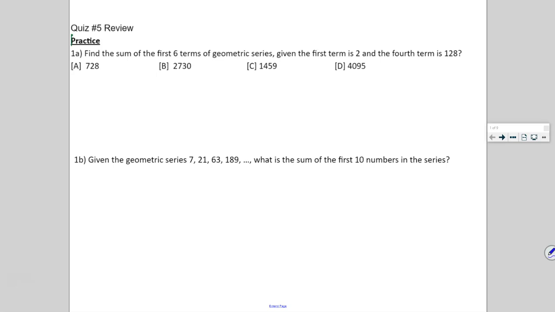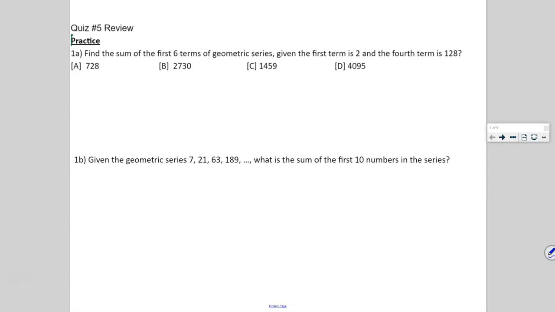All right, everyone. This is a quiz 5 review practice. Question 1A. Find the sum of the first 6 terms of a geometric series, given the first term is 2 and the fourth term is 128.